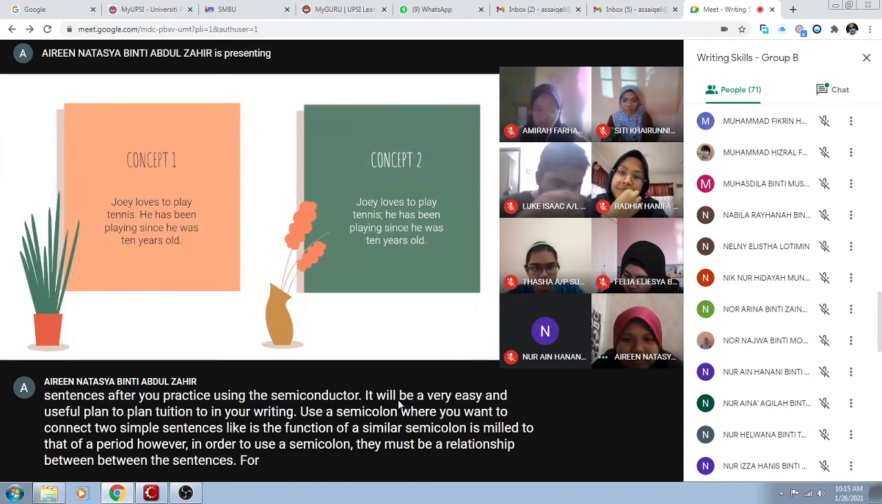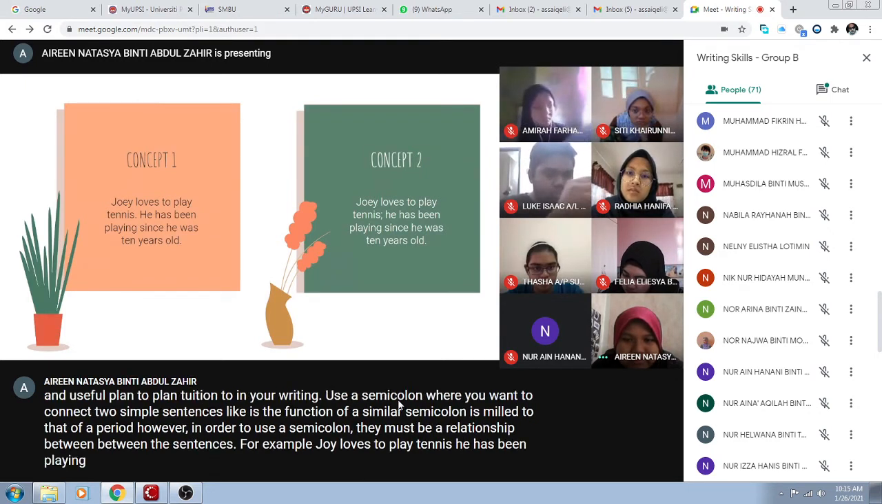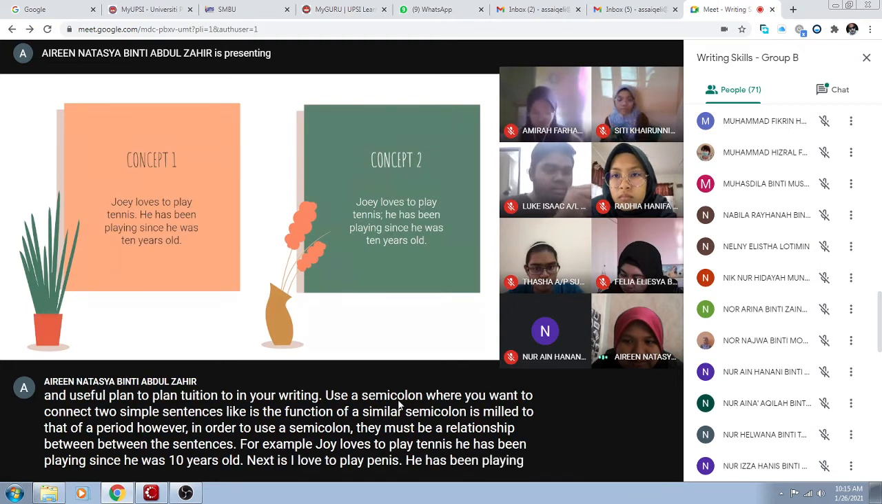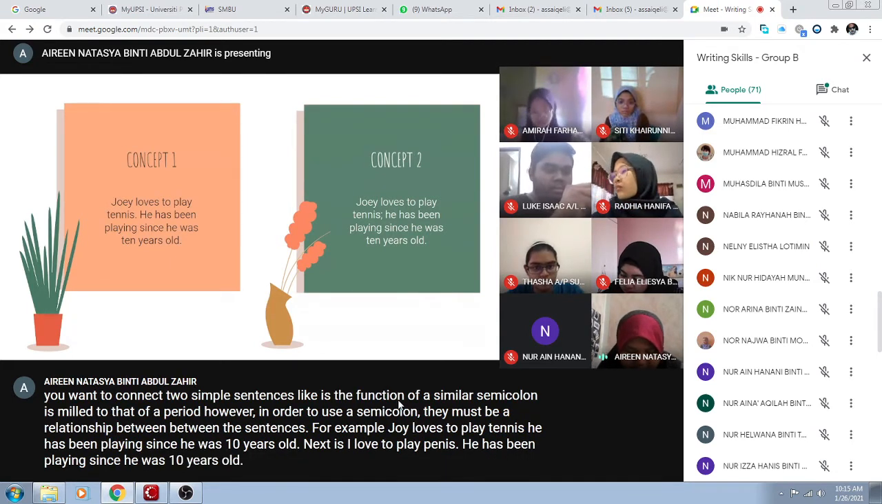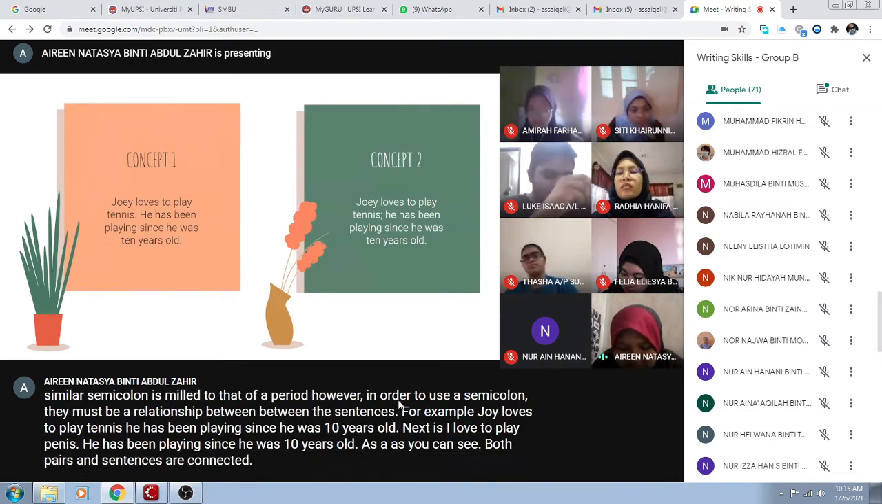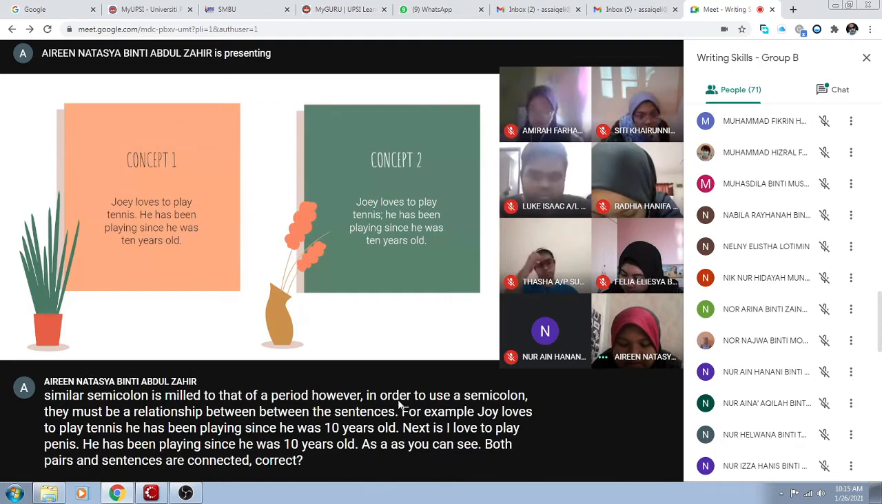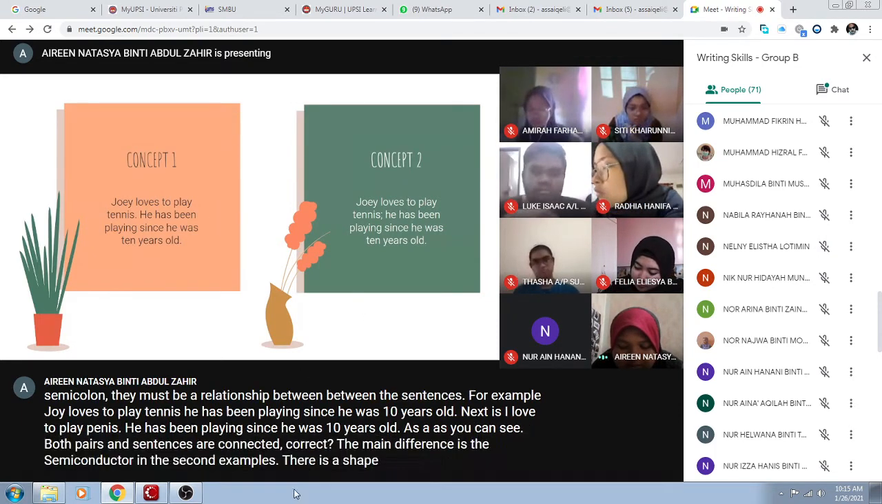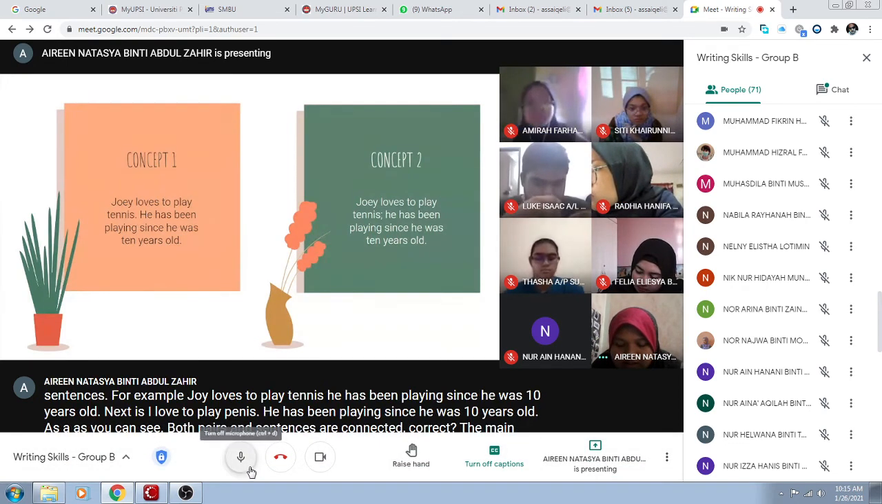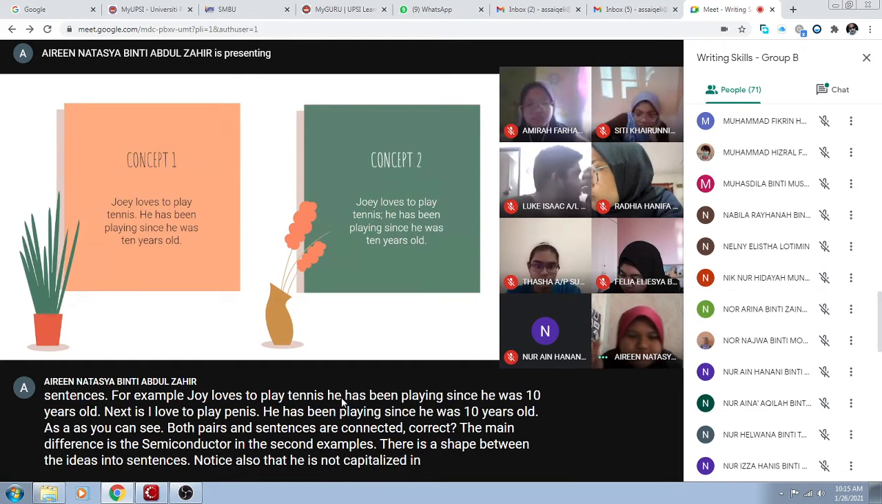For example, Joy loves to play tennis. He has been playing since he was 10 years old. Next is, Joy loves to play tennis; he has been playing since he was 10 years old. As you can see, both pair sentences are connected and correct. The main difference is the semicolon in the second example signals the relationship between the ideas in the two sentences. Notice also that "he" is not capitalized in the second example.